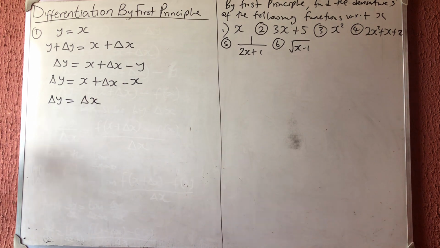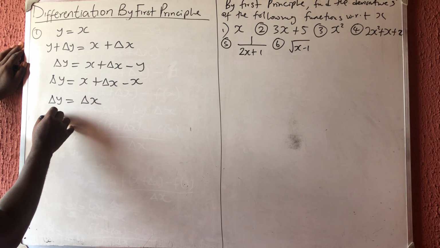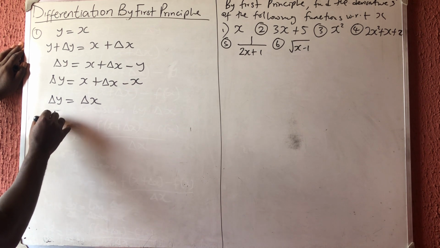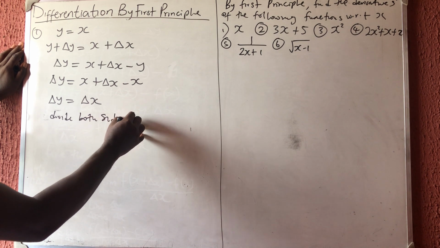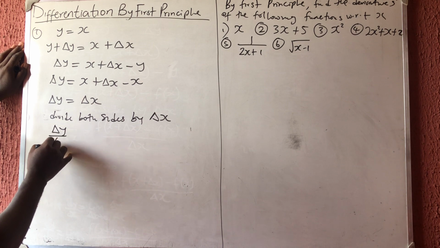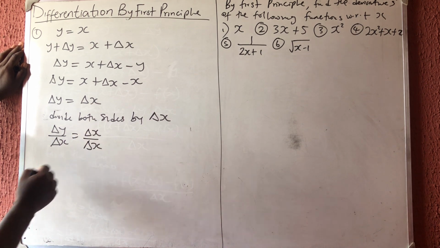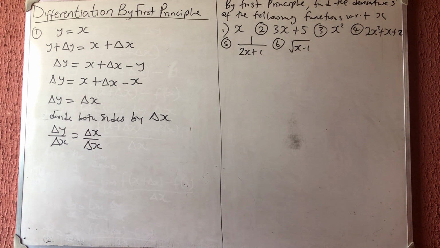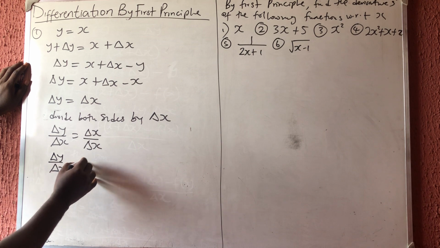Change in x. Now if I divide both sides by change in x, because I need change in y over change in x, I'm going to have change in y over change in x is equal to change in x over what? Change in x. And anything divided by itself is 1. So this is change in y over change in x is equal to what?